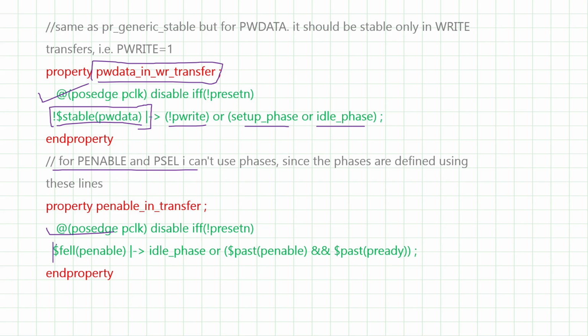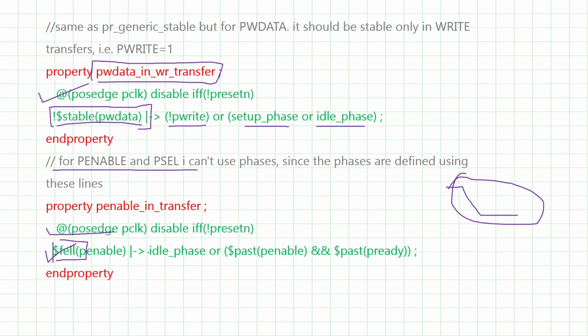And for $fall, this is another system task like $stable. $fall means it will go from 1 to 0, meaning high to low. So if this signal is seen to fall, then this assertion will fail. But it is not of not. It is like $fall of p enable. So it should not fall.